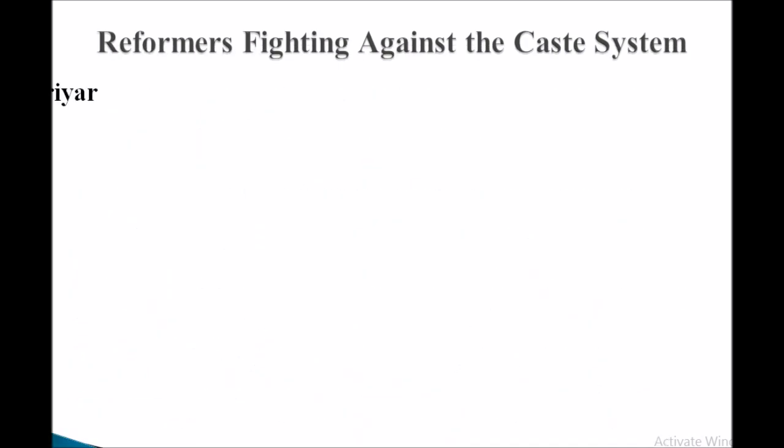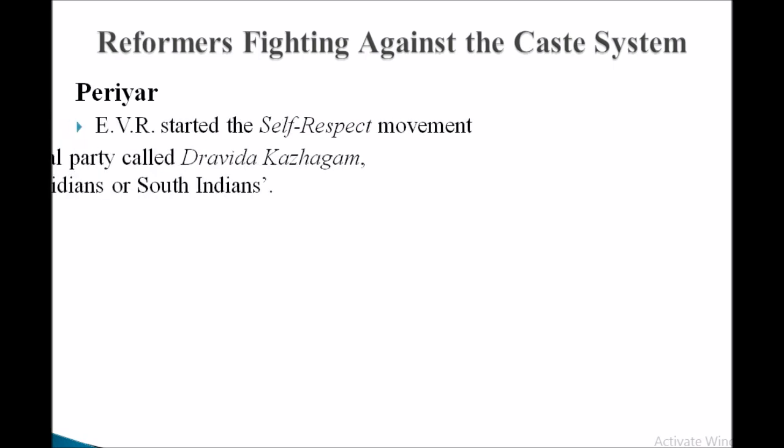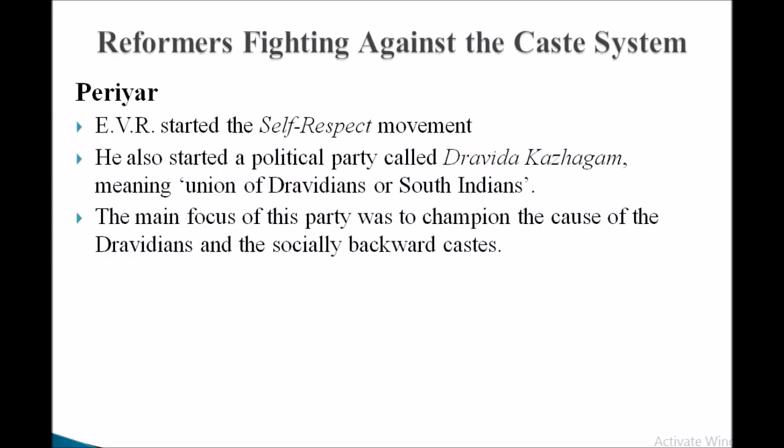Periyar, E.V.R., started the Self-Respect Movement. Through this movement, he instilled in the people the need to develop self-respect and self-confidence. He also started a political party called Dravidar Kazhagam. The literal meaning is Union of Dravidians or South Indians. The main focus of this party was to champion the cause of the Dravidians and the socially backward castes.